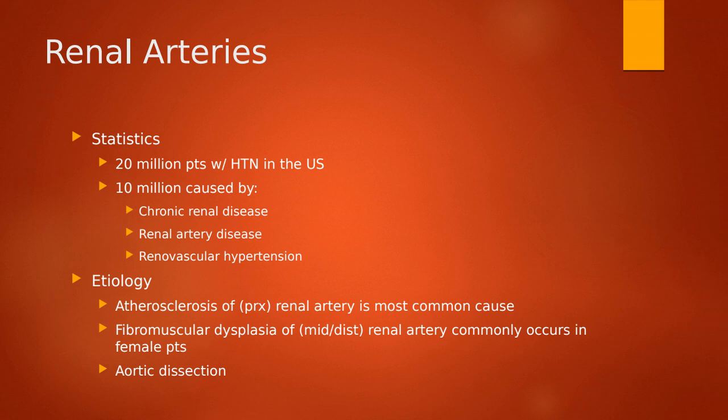Going into our renal artery evaluation. So within the US, we have 20 million patients that have hypertension. Half of these patients are going to be caused by some kind of kidney association, whether they have chronic renal disease, renal artery disease, or renal vascular hypertension. So half of these patients with hypertension in the United States are going to have some association with the kidney.